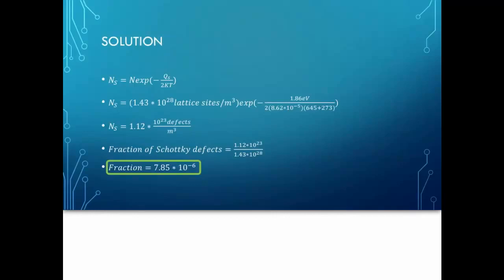Alright, so using the equation from above, now that we know the number of lattice, we can multiply that by e raised to negative 1.86 electron volts, and then divide that by 2 times 8.62 times 10 to the negative 5th, and then 645 plus 273. So then we determine that the number of Schottky defects is 1.12 times 10 to the 23rd defects per meter cubed. And so to find the fraction of Schottky defects, we just divide that number by the number of lattice, and that fraction ends up being 7.85 times 10 to the negative 6th.